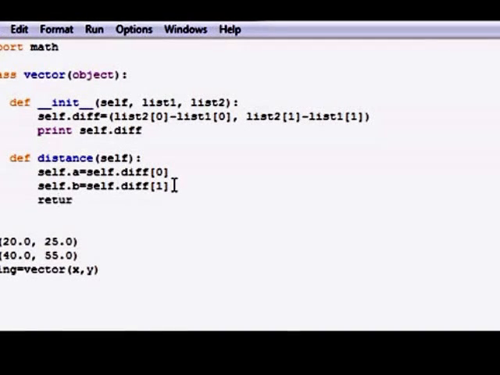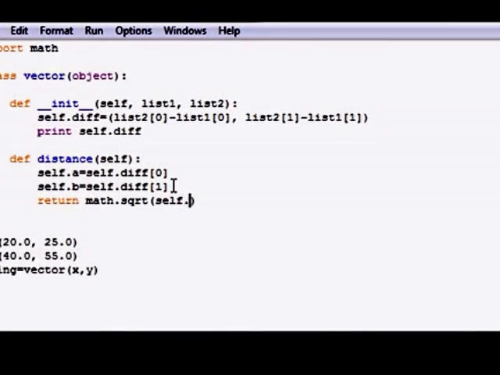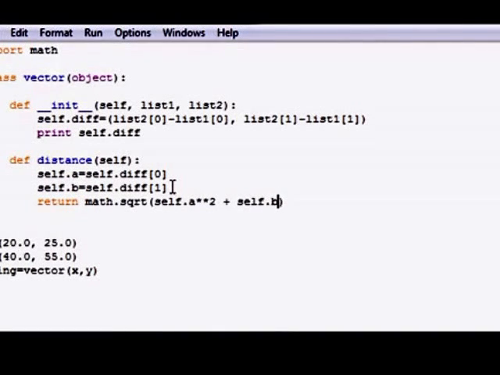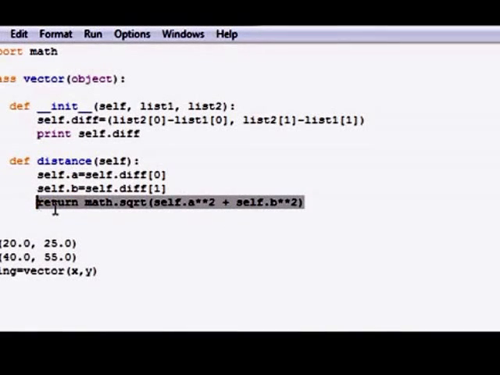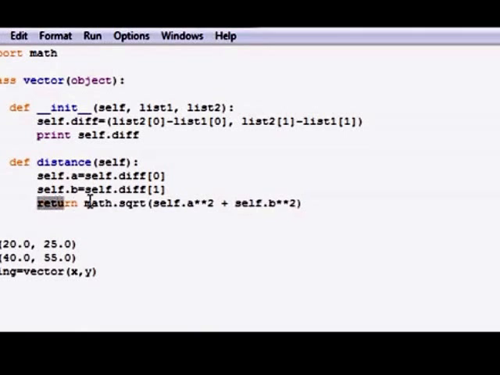So what we want to do is return math.sqrt, and again what we need to put in here is a squared plus b squared. So go ahead and put self.a ** 2, and that means squared in Python. You probably should know that. self.b ** 2. And this is a really complicated way of writing a squared plus b squared equals c squared. In order to get c, we need to take the square root of it. So that's what this does right now.